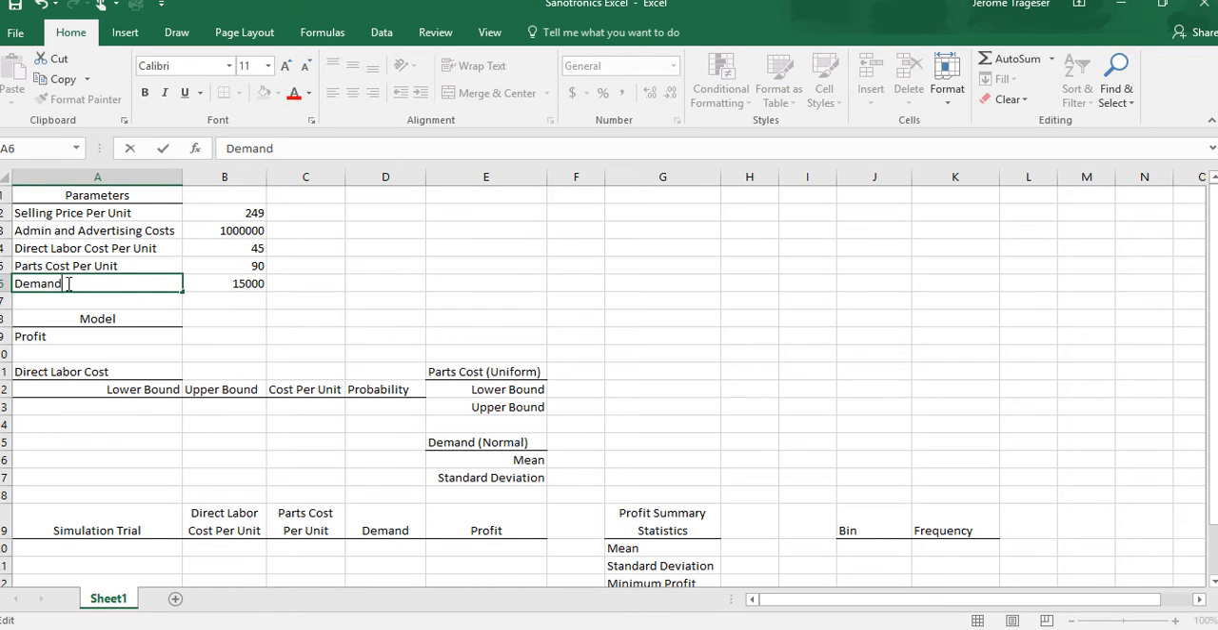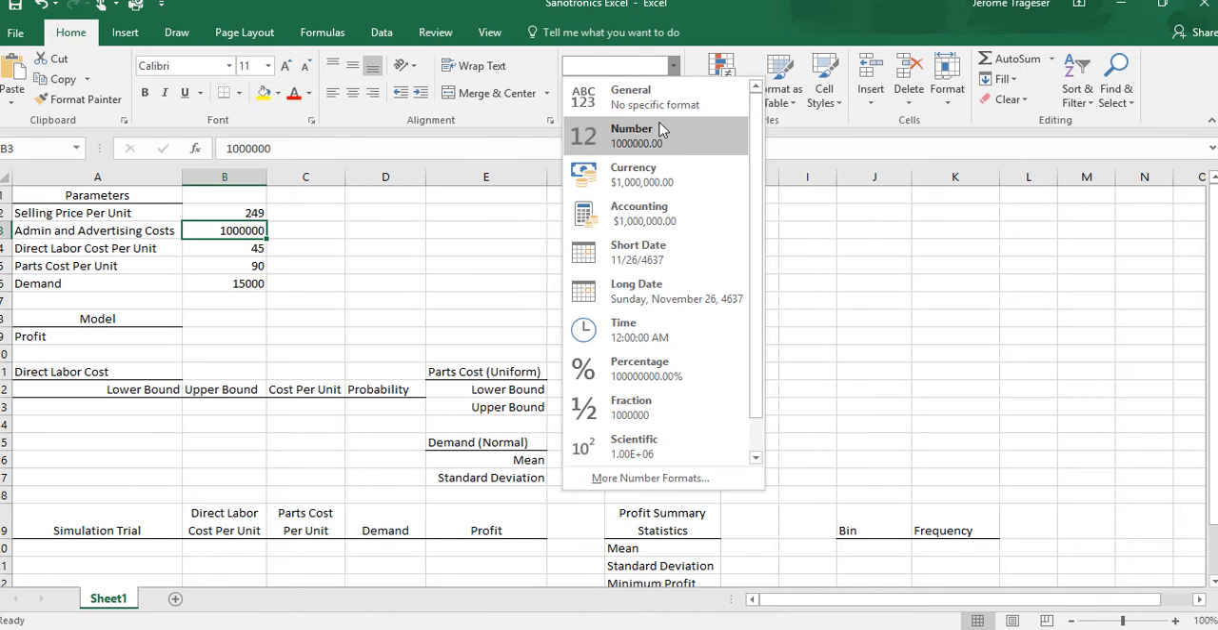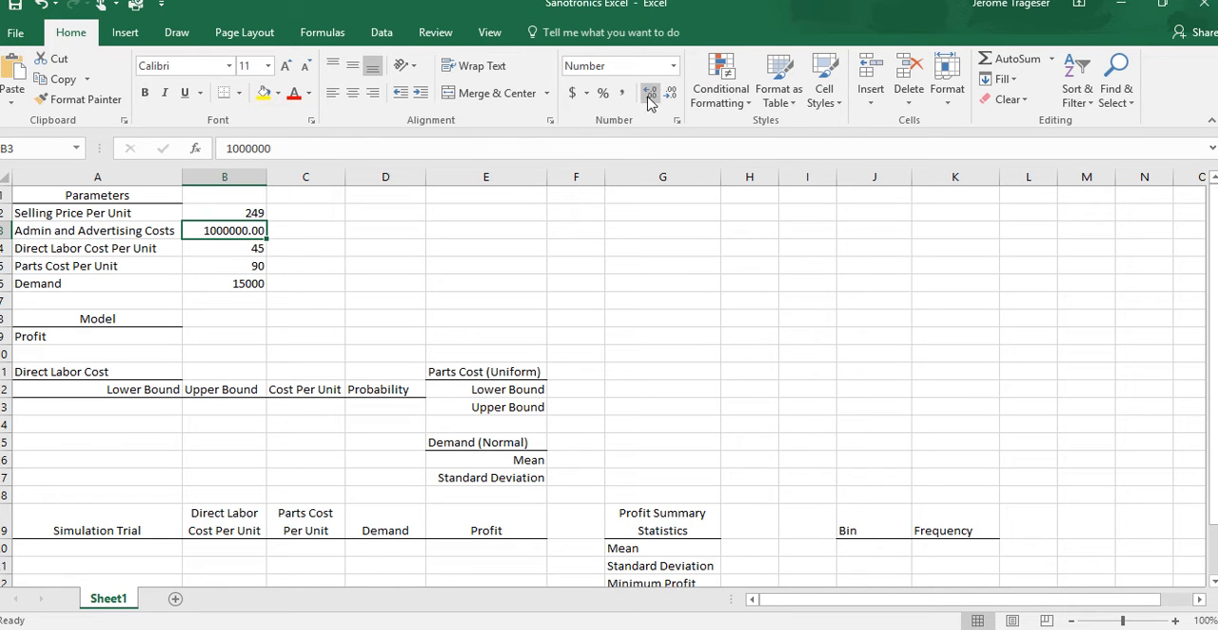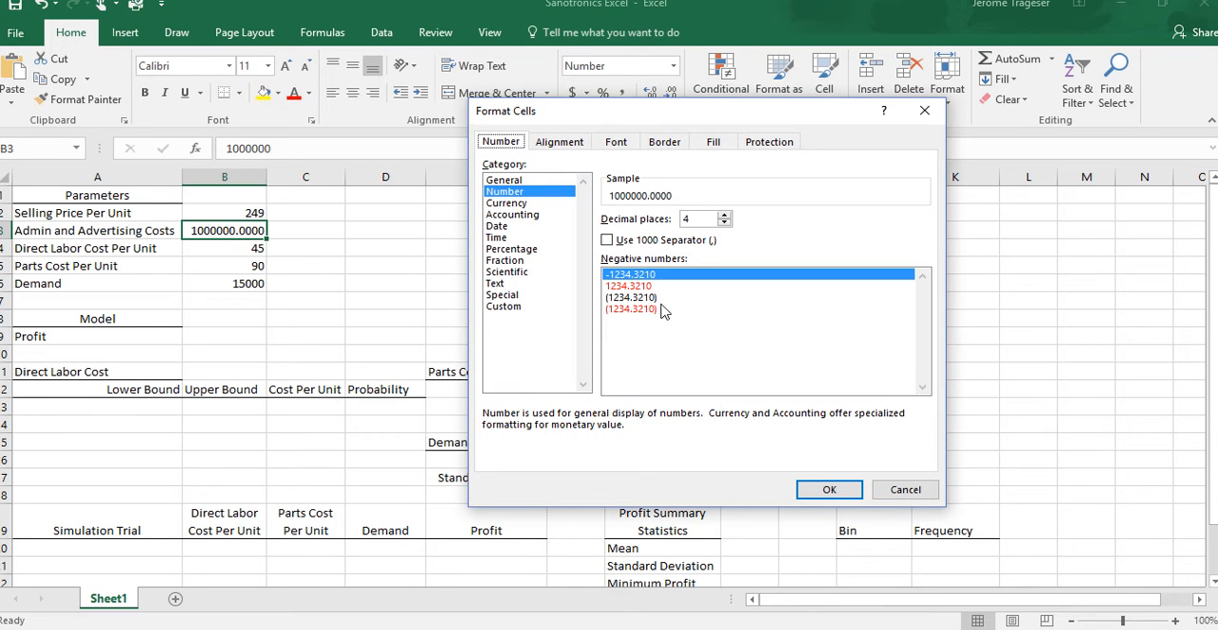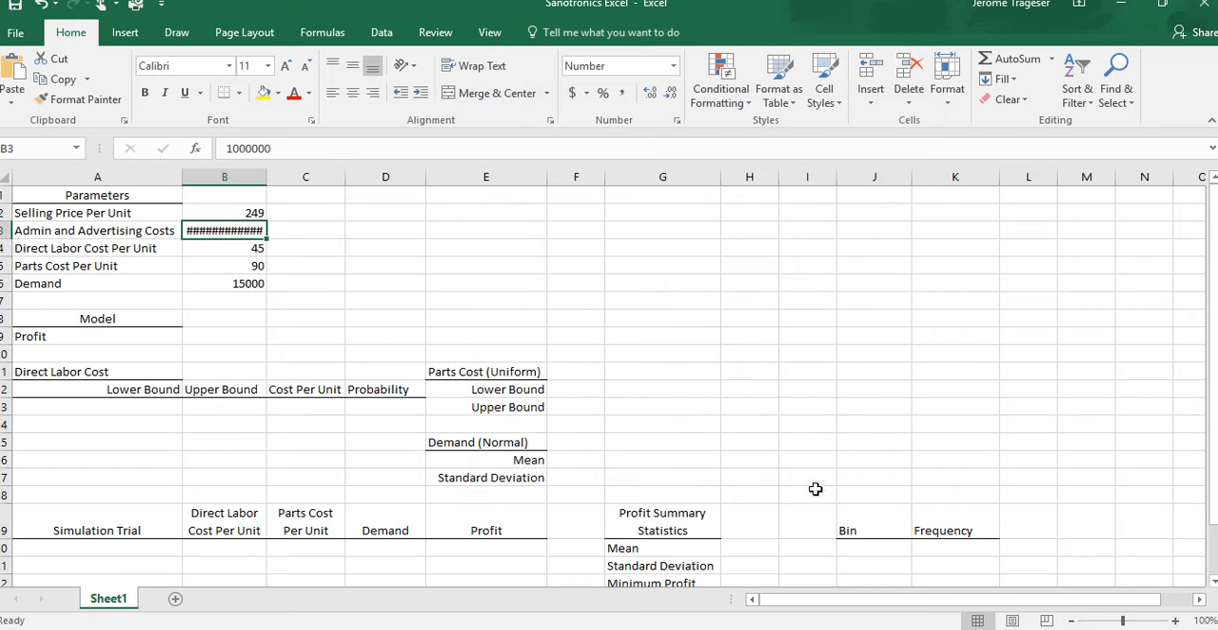So the first thing that we want to do with these values is make them a little bit easier to read. It's hard to tell if this is 100,000, 10 million, what have you. So if you select the cell, we'll go ahead and format this number, and we want to put the commas in there. There we go. Now we can go ahead and copy that format down onto this demand cell as well. So that's easier to read, the 15,000.